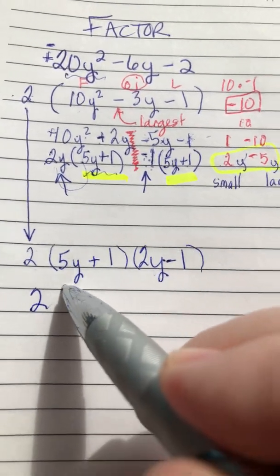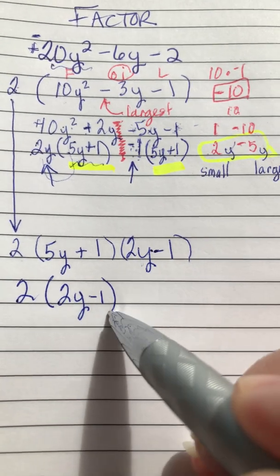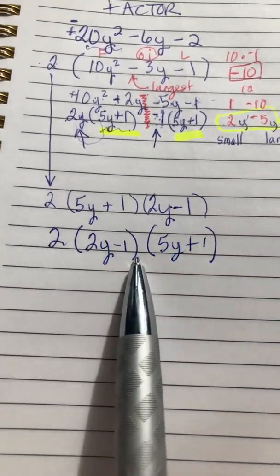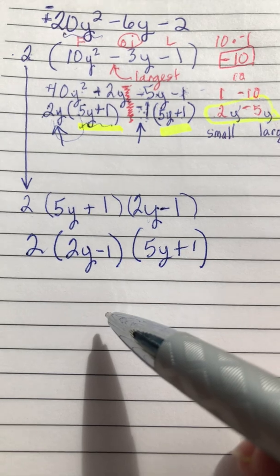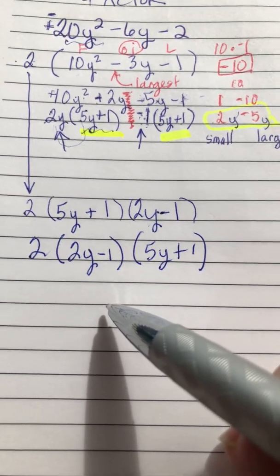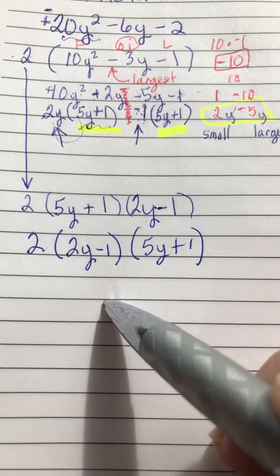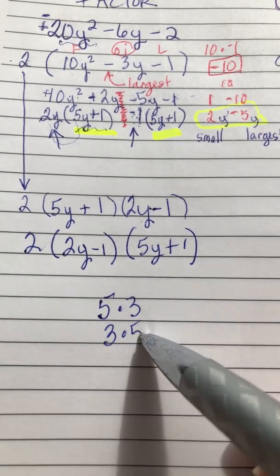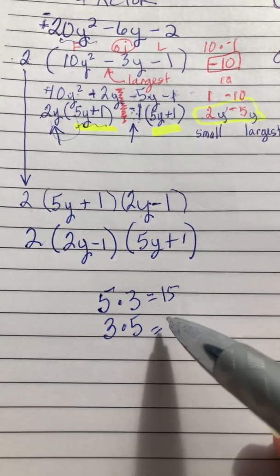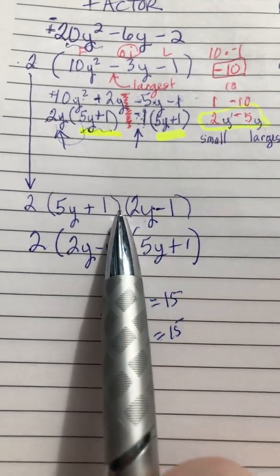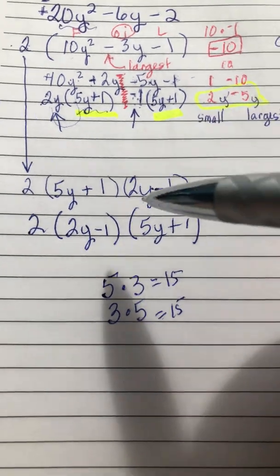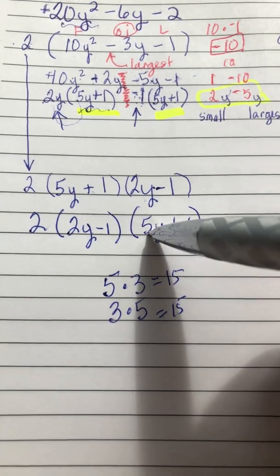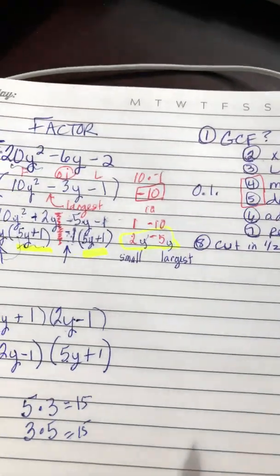And it really doesn't matter which order you write it in. You could put the 2y minus 1 first, and then the 5y plus 1 second. And the reason that it doesn't matter comes down to what we know about the commutative property of multiplication. You had to learn that earlier. But it's the idea that if you had 5 times 3, that's the same as 3 times 5. They're going to always produce the same answer for multiplication like that. And that's what you're finding. You're finding a multiplication problem. So if this times this is the same as this times this. So that's how we do our factoring.